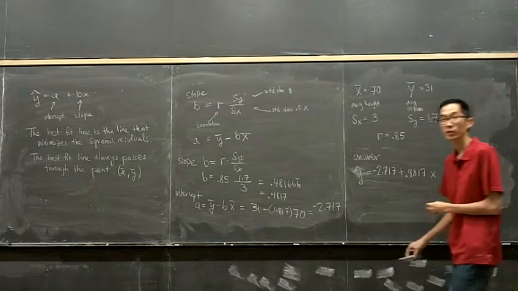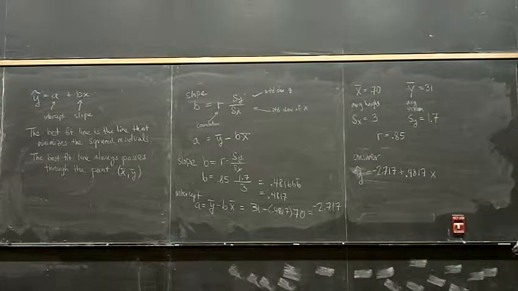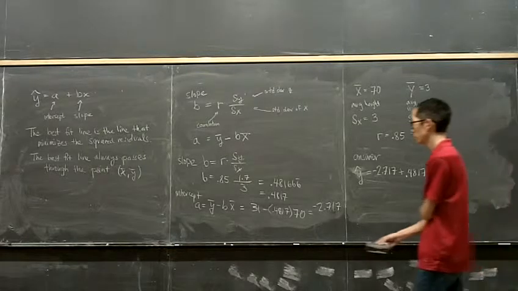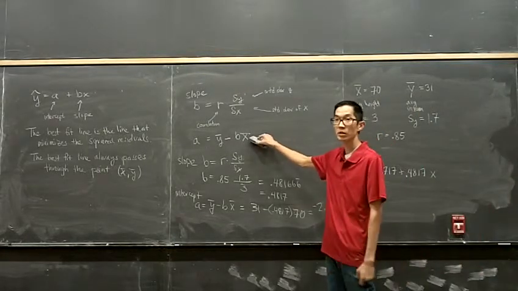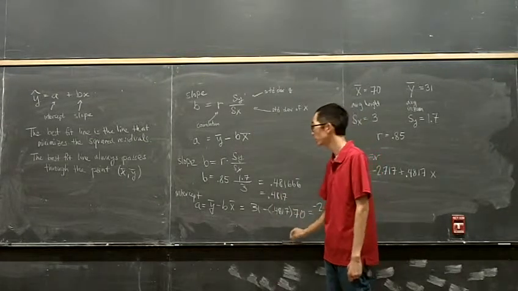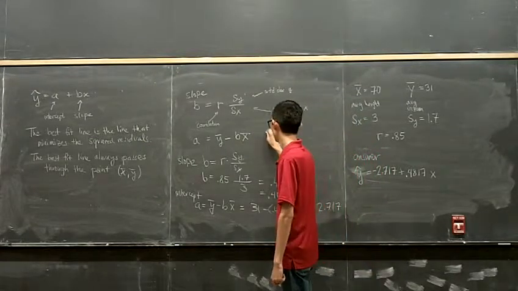Yes, question? A equals y bar minus b x bar. What formula is that? That's this one. That's the equation of the intercept. How to find our intercept.